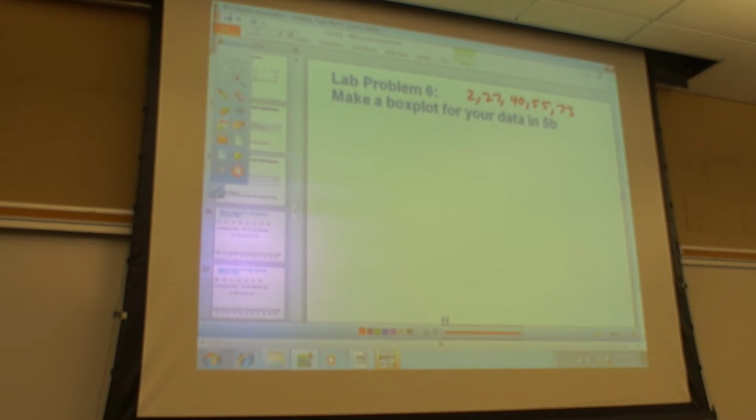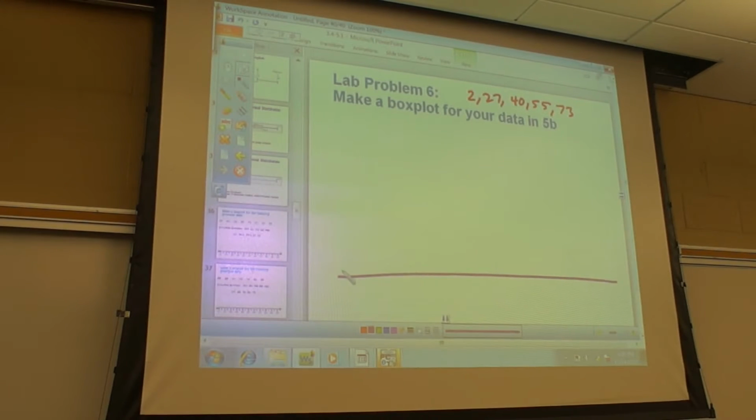You guys made a number line. I'll start at 0, 10, 20, 30, 40, 50, 60, 70. You don't even have to label all of them. I'm just going to label a few. Okay. Then 2 goes kind of right here. 27 maybe here. 40, 55, 73.